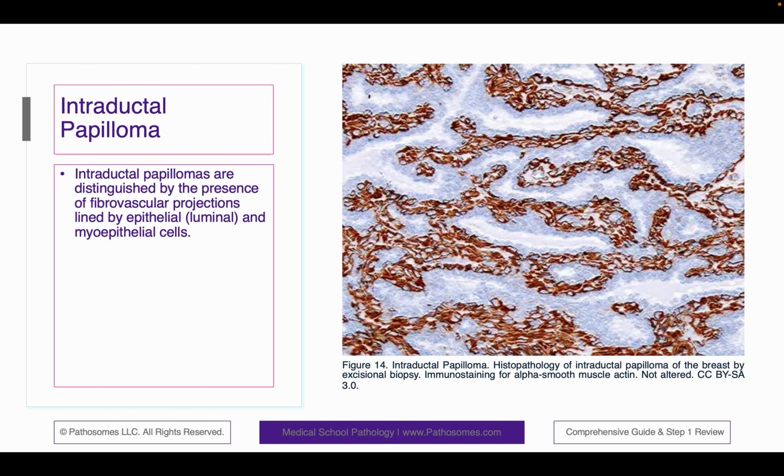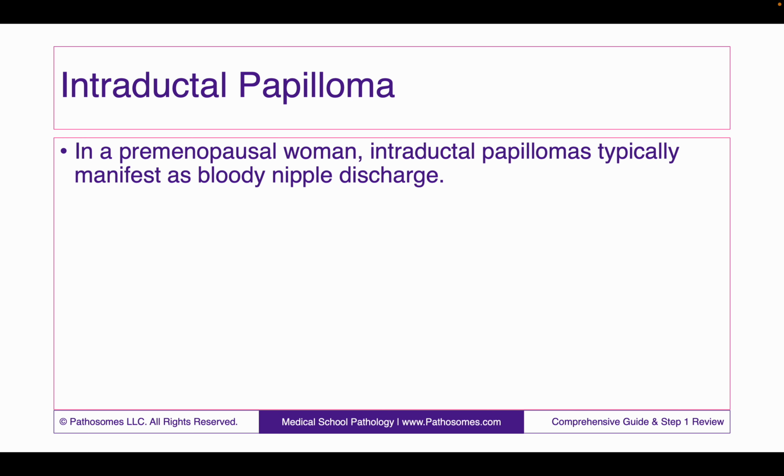The stain, that golden brown stain you see there, is picking up on the alpha smooth muscle, or on the smooth muscle. In a premenopausal woman, intraductal papillomas typically manifest as bloody nipple discharge.